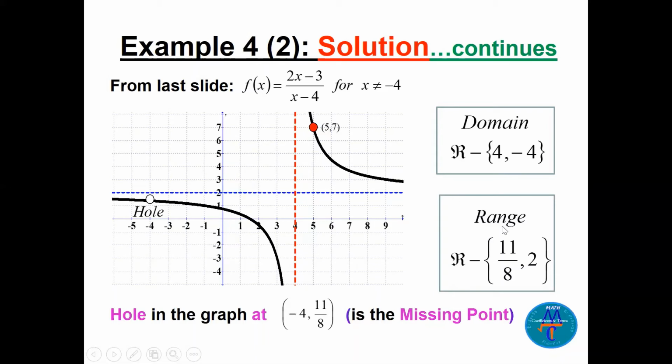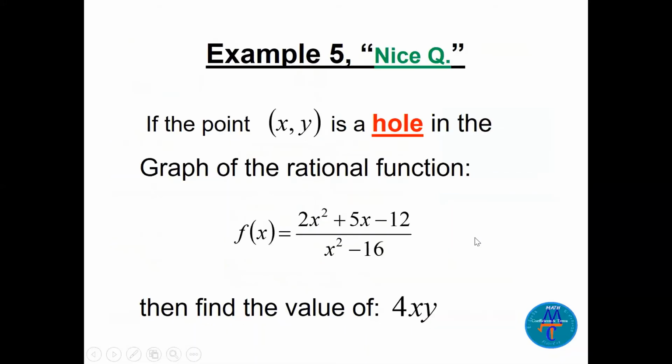Now, if you look at the range, these are the y values. All the real numbers except the y values. The y values are the horizontal asymptote and the y from the missing point or the hole. Because domain is related to x and the range is related to y.